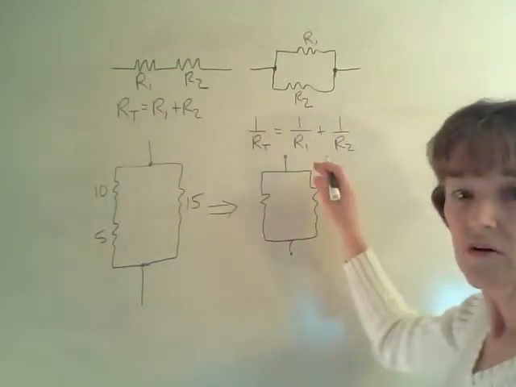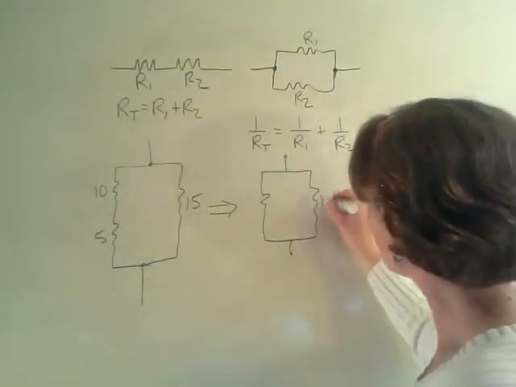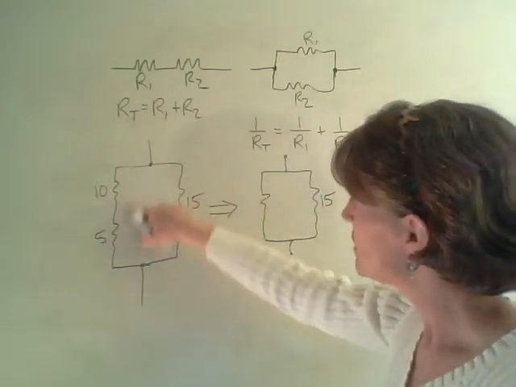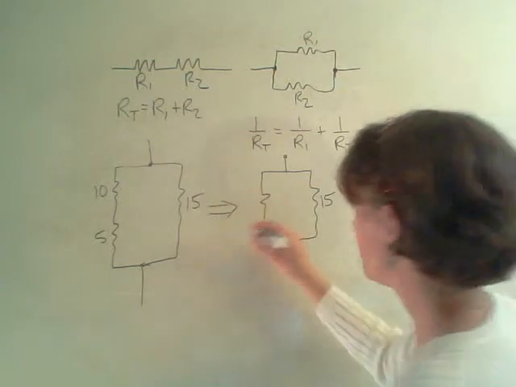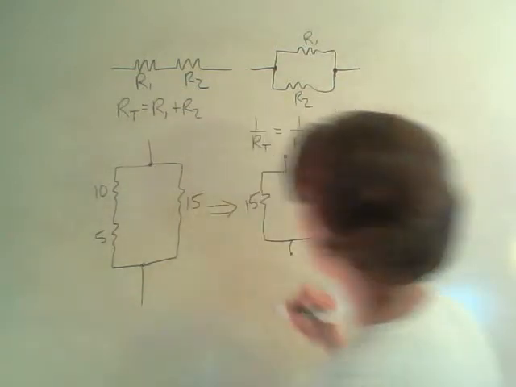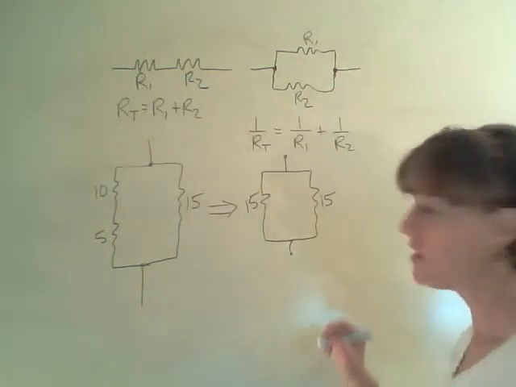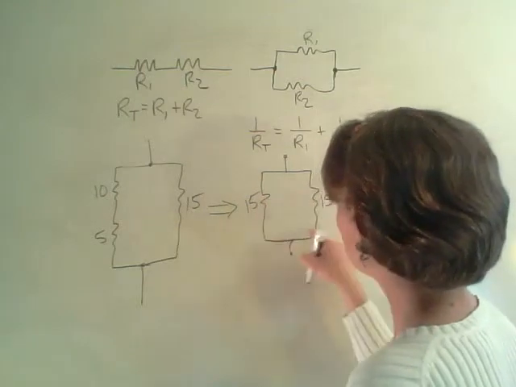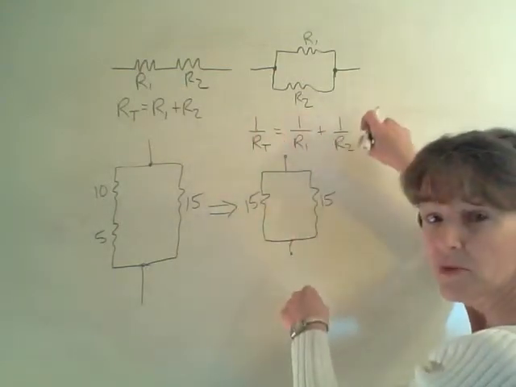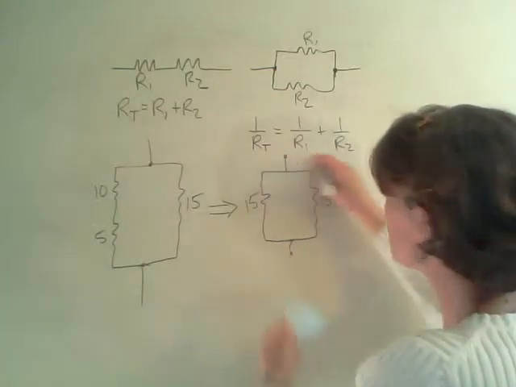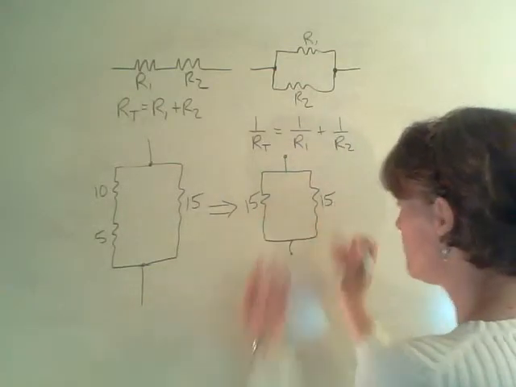Where I have one resistor here that's my 15 ohms, and then the other 2 I've added together, gotten my total, which is 15, and it's right here. Okay, so now I have 2 15 ohm resistors, and they look like this picture right here. They are in parallel. So now I can use this equation to get the total of these 2.